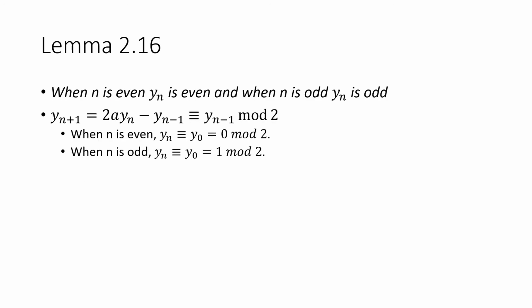And lastly, we have lemma 2.16. So 2.16 is pretty simple. It's saying that when n is even, y of n is also even. And when n is odd, y of n is odd. This is pretty easy to prove because what the author did here is he did y of n plus 1 and y of n minus 1 mod 2. If we think about it, every other number is odd and every other number is even. So 0 is even, 2 is even, 4 is even, 1 is odd, 3 is odd, and so on. And he's simply saying that the same relationship applies to y of n plus 1 and y of n minus 1.